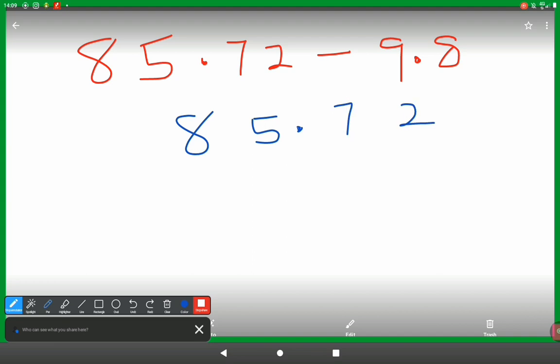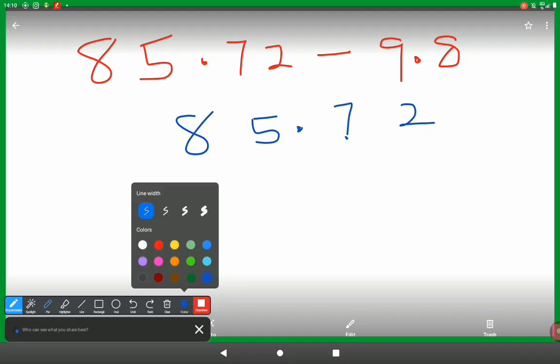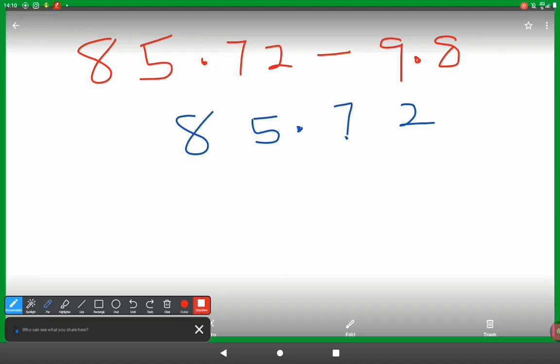Alright, I know that my 5 here is the ones, the 8 is the tens, and also 7 is the tenths, while 2 is the hundredths. So after that, do not forget, after you've written the first set of digits, the second thing you're going to do, make sure you put your decimal point in such a way that it must be equal to the first one.